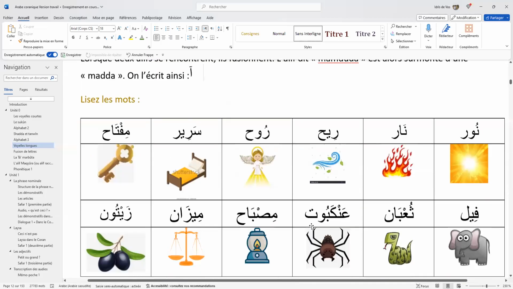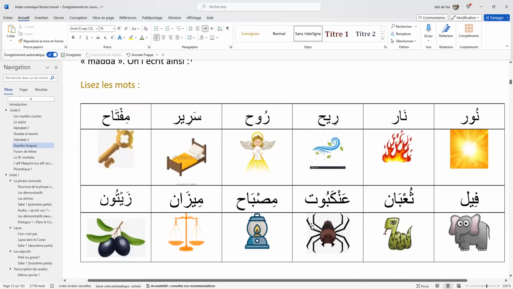Now, some examples of words to read. The first is the word nur, light. The second, nar, fire. And you can see that these two words are related, since indeed, some say that the role of hell is to lead back to the light, the nar must lead back to the nur.